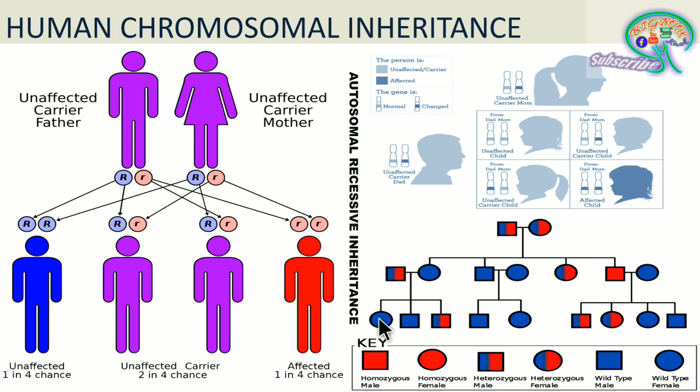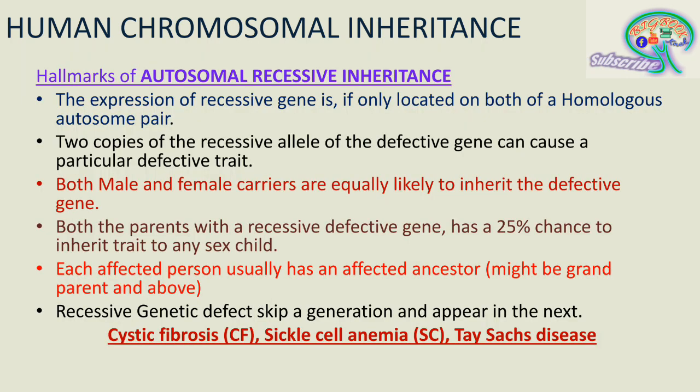The chances of getting affected in any of the generations are very less. Because of that, there will be the chance of a skip in the generation. The chances of getting affected are very less because of the recessive gene, which is going to be inherited in the heterozygotic form. So here, as we have discussed, affected ancestors might be grandparents and above.